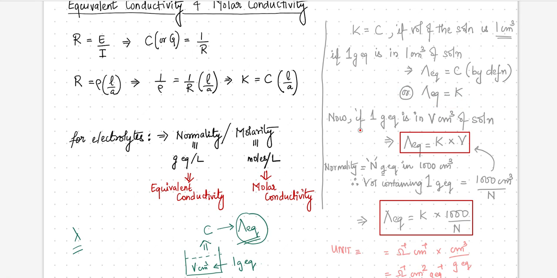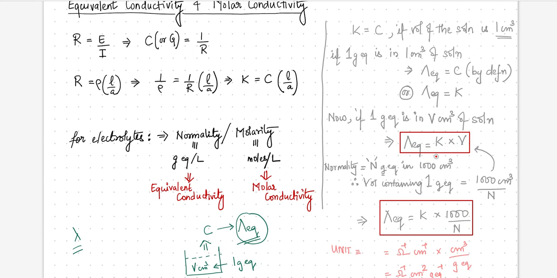Now consider a solution of again 1 gram equivalent, but now in V centimeter cube, that is, some volume V of solution. We just said that for 1 centimeter cube of solution, lambda EQ is equal to the specific conductivity. So for V cc, lambda EQ will simply be K multiplied by V. So this is the first expression, an important expression that you should keep in mind.